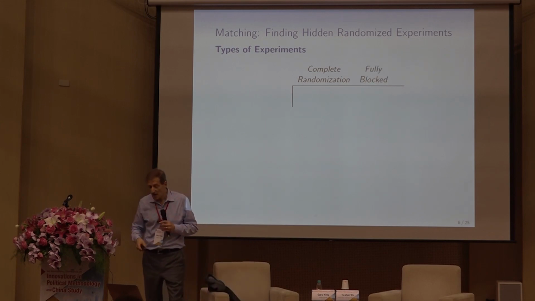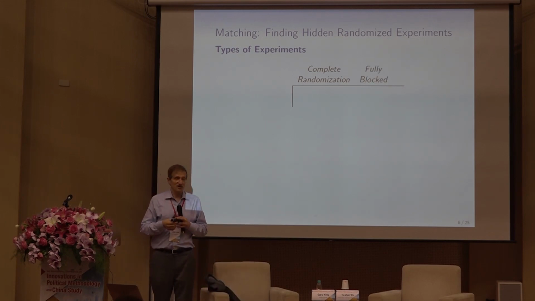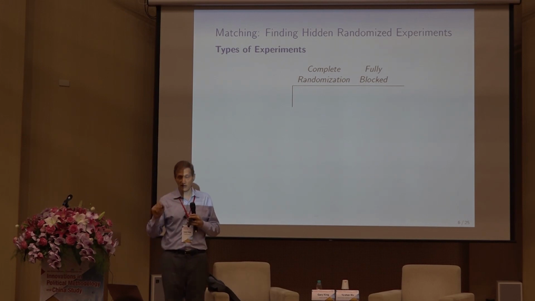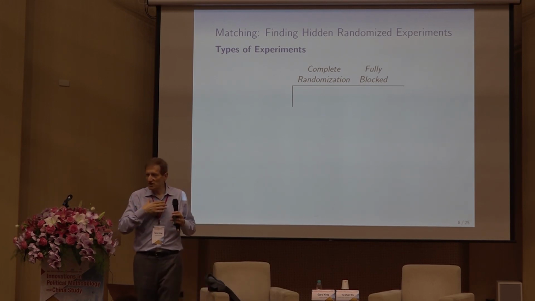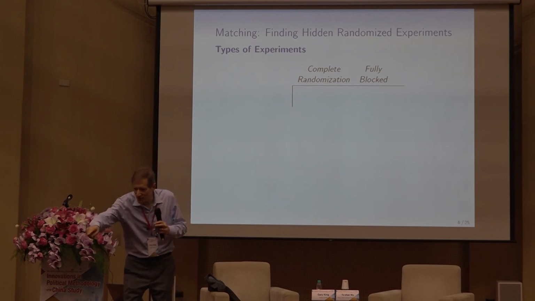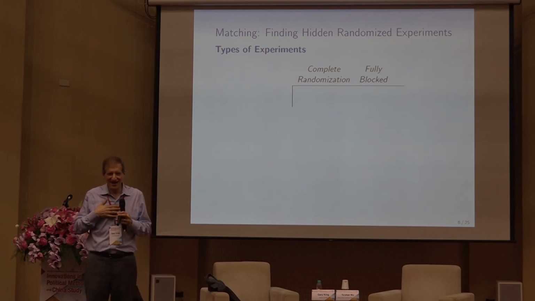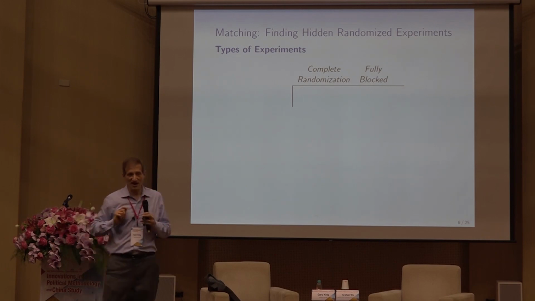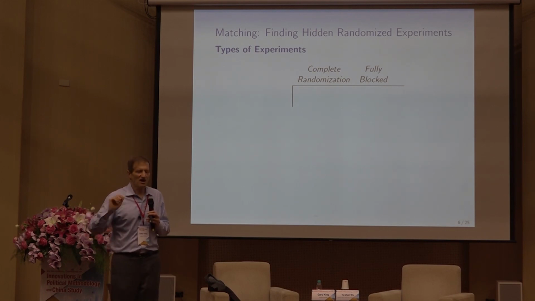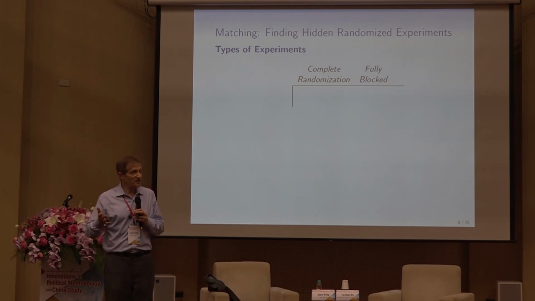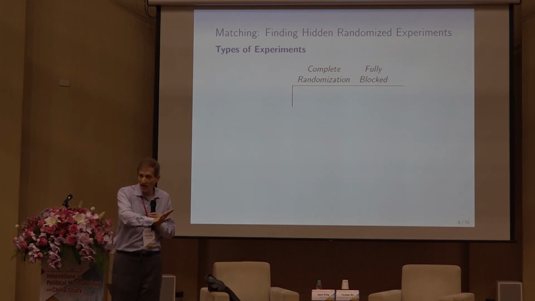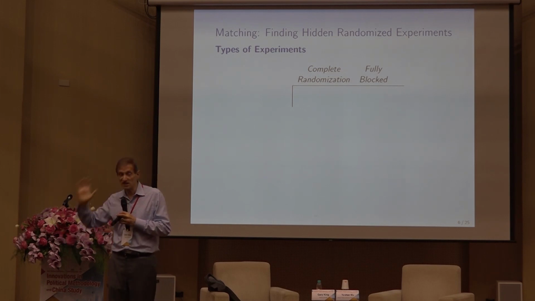That's complete randomization. Another experiment is a fully blocked experiment, a special case of which is a matched pair experiment. So we take one person. We look for another person who's exactly the same in all respects. Oh, maybe that's me. And then we flip one coin for the two of us. And heads, you get the treatment, and I get control. And tails, I get the treatment, and you get the control. Okay. Let's say we match just on gender. So we have two males. We flip the coin. When we're done flipping the coin, no matter what, we have one male in the treated group and one male in the control group. So we exactly match on that.